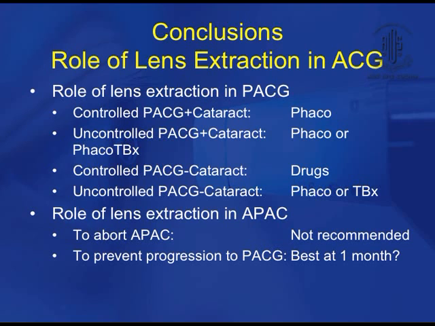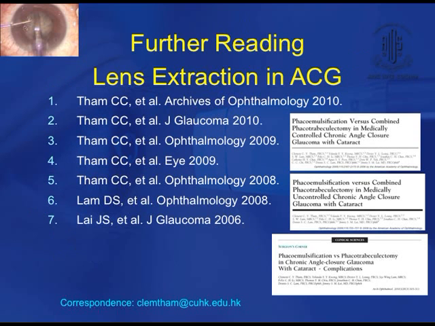The critical question here is when to perform this procedure. In theory, the earlier you perform the procedure, the more effective it is to prevent development of PAS. But the later you perform the procedure, the lower is the risk of surgical complications. At present, we believe that the best compromise is probably to perform the lens extraction at about 1 month after the initial acute attack of angle closure.